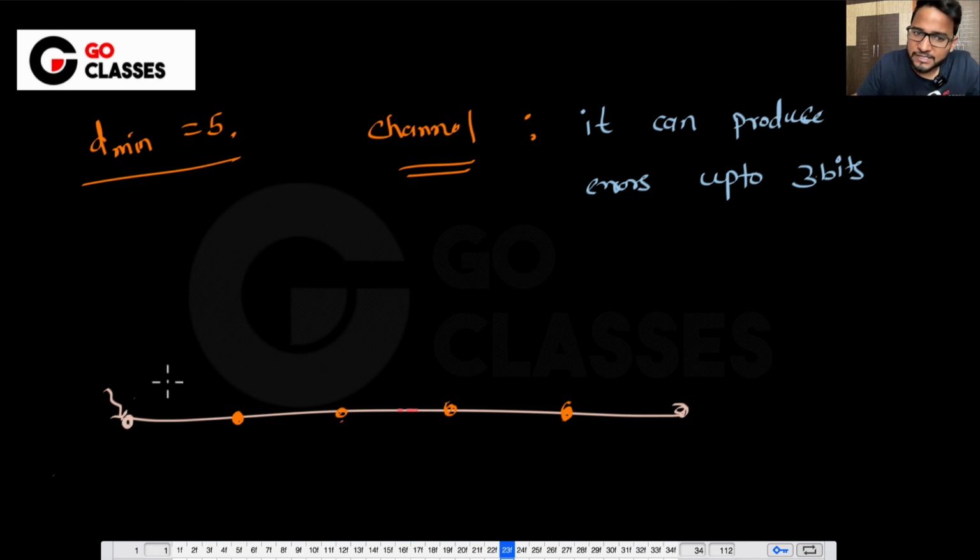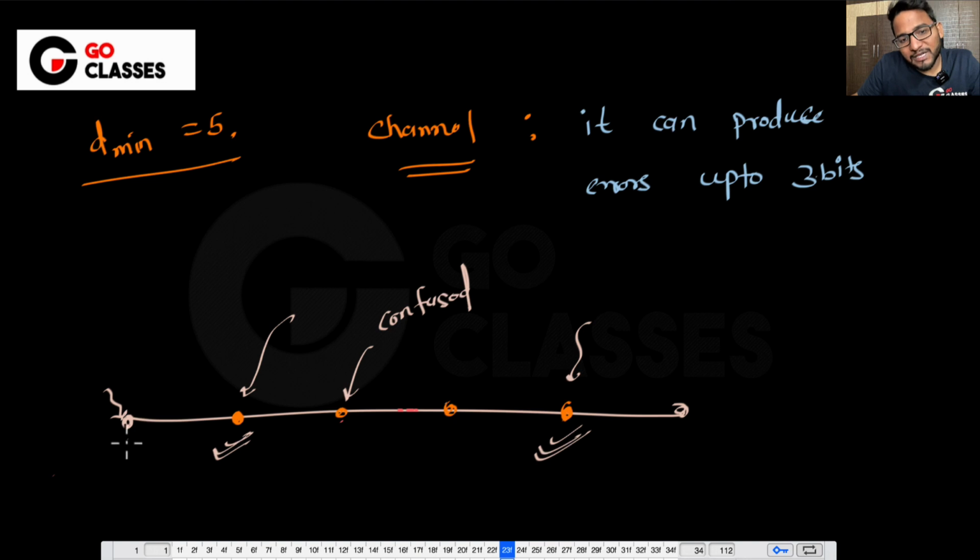Since I can have 3 bits of error, suppose I receive this as an invalid. Now, can you tell me the corresponding valid? The answer is yes. Why? Because this must be the corresponding valid only. If this were the corresponding valid, then the Hamming distance would be 1, 2, 3, 4, and that's not my channel's touch. The channel is saying I can produce at most 3 bits of error. For this, I know the corresponding. Similarly, for this, I know the corresponding. But for this, I'm confused. The reason is that for this, the corresponding could be this, because it is just 2 distance away, and the corresponding could be this also. For this, I'm confused.